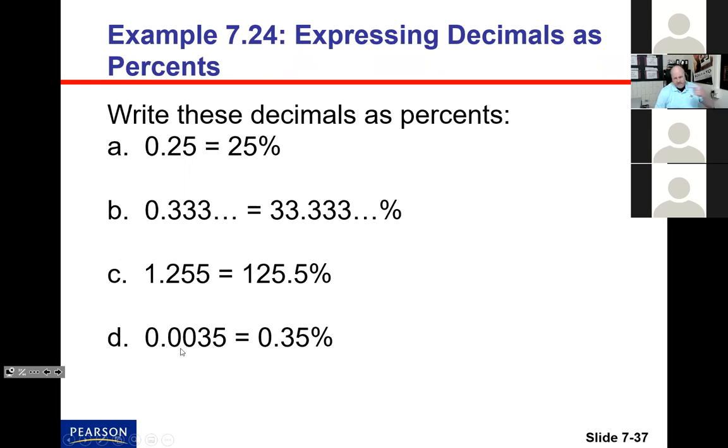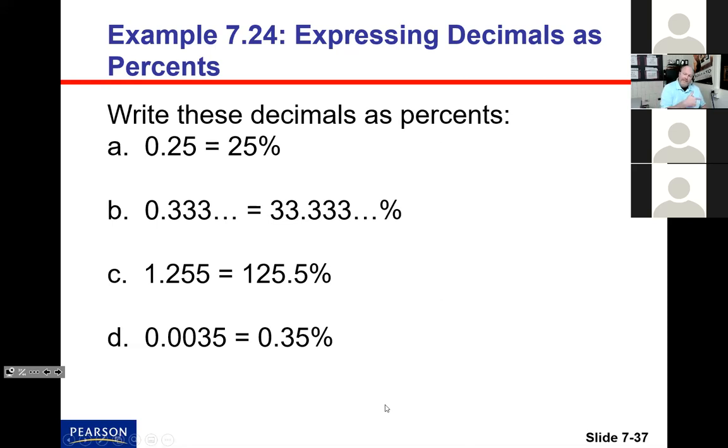0.0035, you move it 2, right? Because you're timesing by 100. So you end up with 0.35, but proper math is better as you write 0.35%. Okay, percents don't have to be between 1 and 100. They can be over 100 and they can be less than 1, right? It's not a big deal. So that is going from decimals to percents.